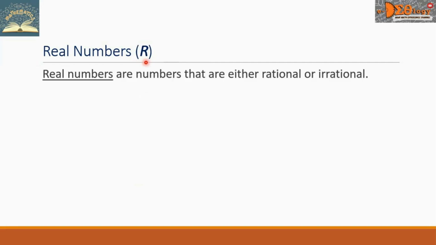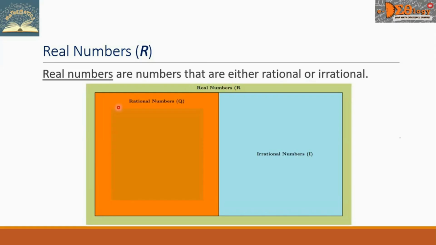The biggest group is the real numbers. This is denoted by capital R. Real numbers are numbers that are either rational or irrational. This is our illustration. The real numbers are the biggest group. Inside the real numbers are the rational numbers and the irrational numbers.